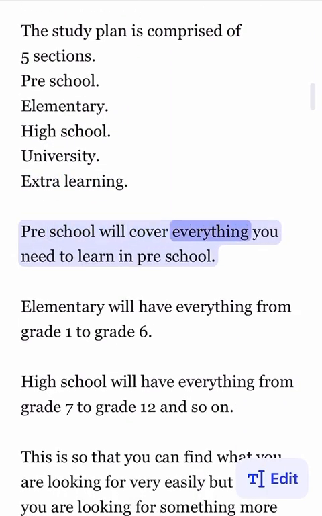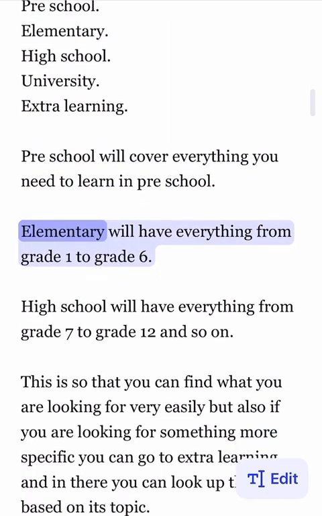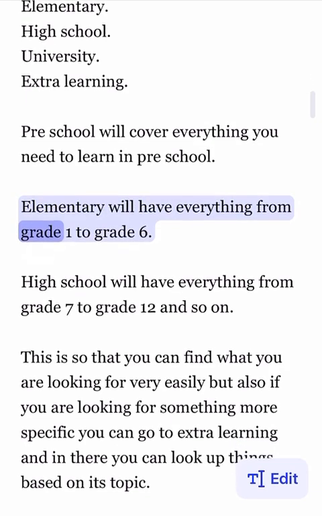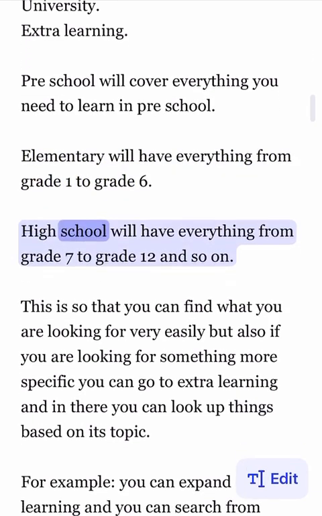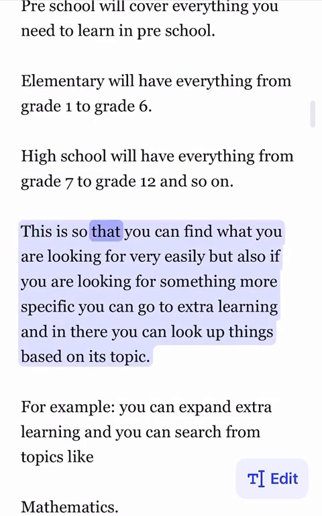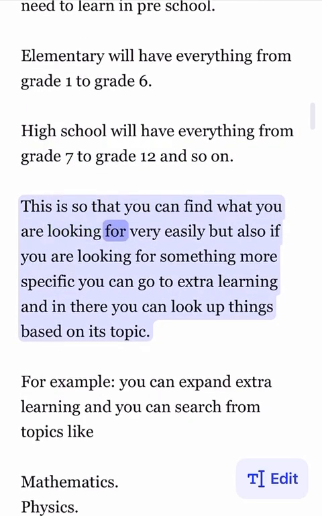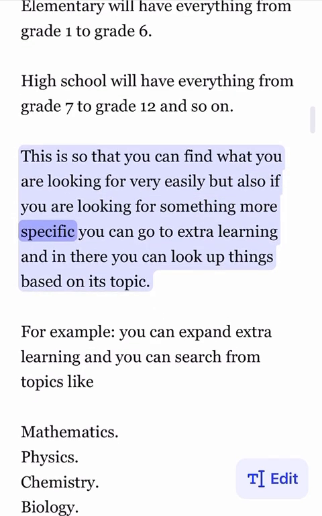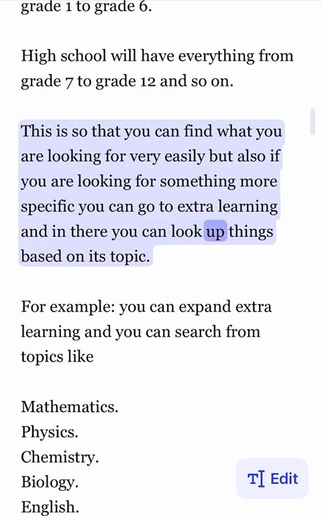Preschool will cover everything you need to learn in preschool. Elementary will have everything from grade 1 to grade 6. High school will have everything from grade 7 to grade 12, and so on. This is so that you can find what you are looking for very easily, but also if you are looking for something more specific, you can go to extra learning, and in there you can look up things based on its topic.